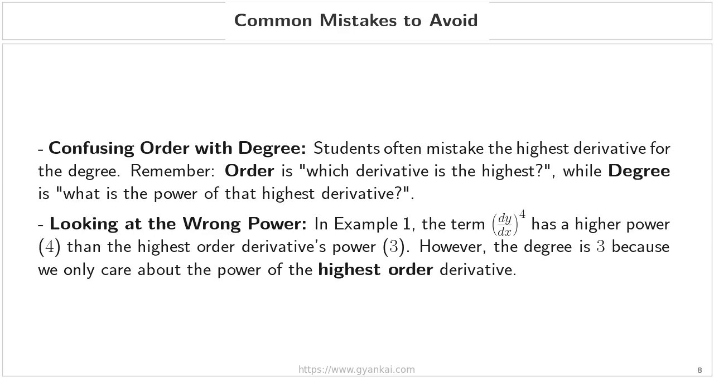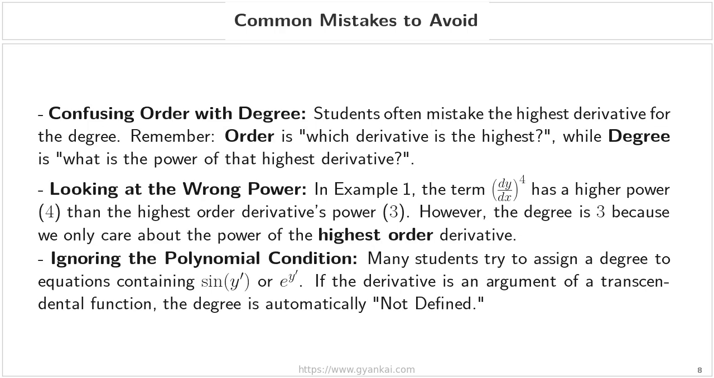Second, be careful not to look at the wrong power. Let's look back at the first example we discussed earlier in the lesson. In that equation, we saw the term dy/dx all raised to the power of 4. Now, 4 is a larger number than 3, which might tempt you to call it the degree. However, as we established, the degree is only concerned with the power of the highest order derivative. Since our highest derivative was the second derivative, and its power was 3, the degree remains 3. Don't let the other exponents distract you.